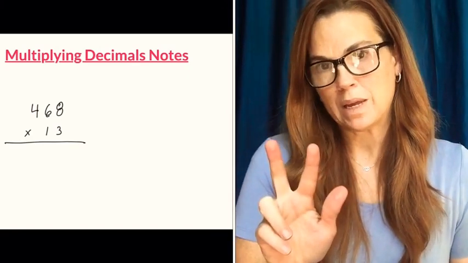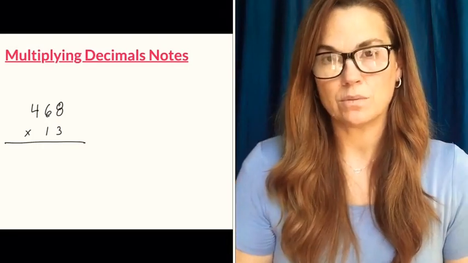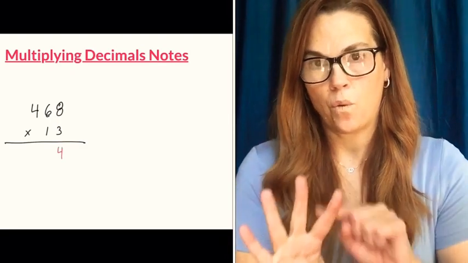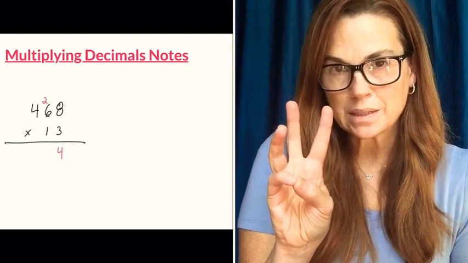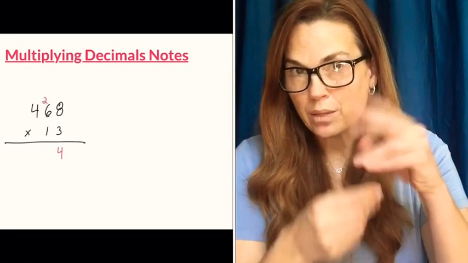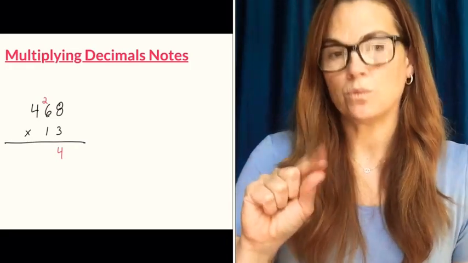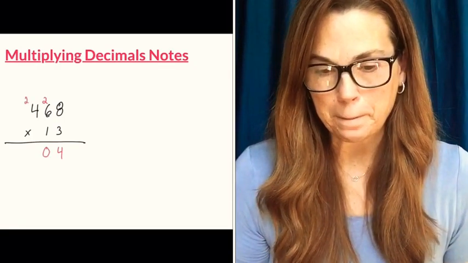here. So we are going to multiply 3 times 8, and 3 times 8 is 24. So I'm going to put the 4 down here and carry the 2. And then I'm going to do 3 times 6. And 3 times 6 is 18, but then I have to add that 2 back in. So 3 times 6 is 18, plus 2 is 20. So I'm going to put a 0 down here and carry another 2.